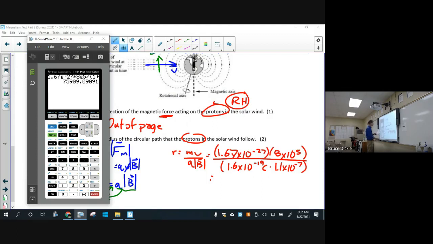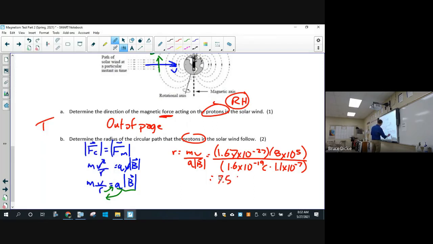75909, rounded to 3 digits. That should be 7.59 times 10 to the 4 meters. Some of you actually put 7.60. It should be 7.59, but I got a little soft and marked 7.60 correct. That's it.